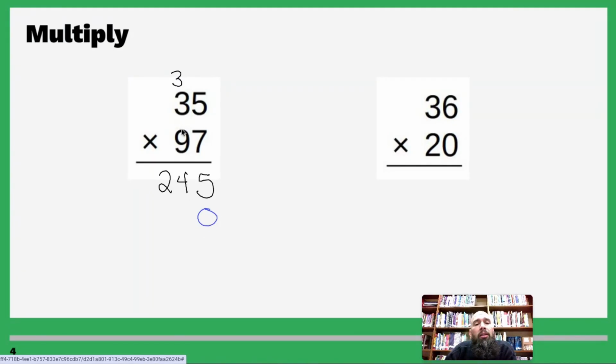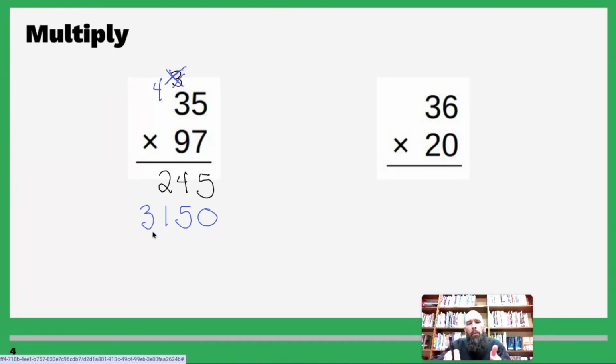And then I'm going to do the process again. 9 times 5 is 45. So you write down the 5 and carry the 4. So this 3 is gone now. I don't need that 3 anymore. 9 times 3 is 27. 27 plus 4 is 31, so you write down the 31.